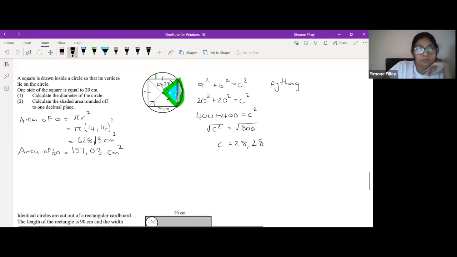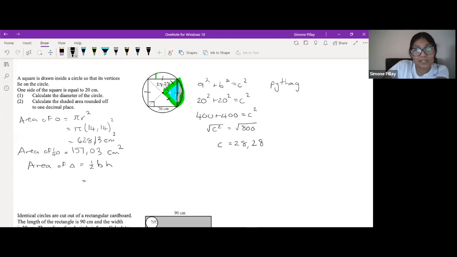Ma'am, half base times height. Yes, you're saying half base times height. Ma'am, we don't have a perpendicular height though. We do, because can you see the little right angle that I drew in the center there? Yes, ma'am. Okay, I see it now.